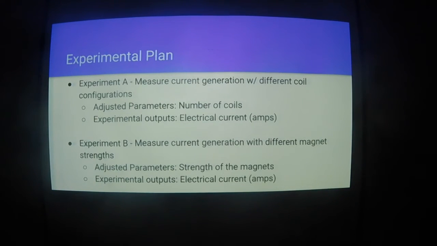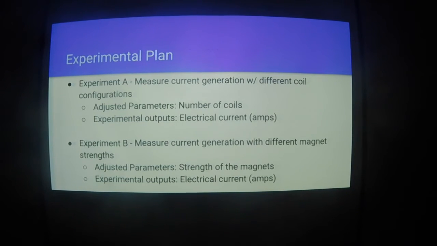So with our prototype, we had 2 experiments we wanted to run with them. The first experiment consisted of changing the number of coils and measuring the current generation with these different number of coil configurations. The adjusted parameter in this case was the number of the coils. The experimental outputs would be electrical current generated, which was measured in amperes.